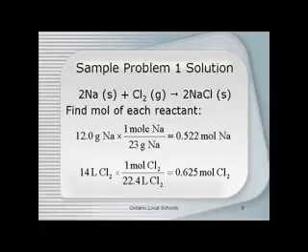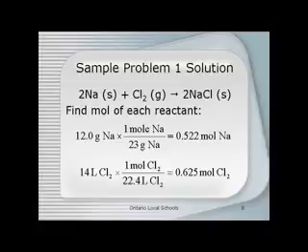Since this is a limiting reactant problem, we need to find the moles of each reactant before we can compare them and see which is going to run out first. For our sodium, we multiply our 12 grams of sodium by the conversion factor that relates 1 mole of sodium, which would go on top, to the mass of sodium in 1 mole of sodium, which is 23 grams. When we do that, we get 0.522 moles of sodium.